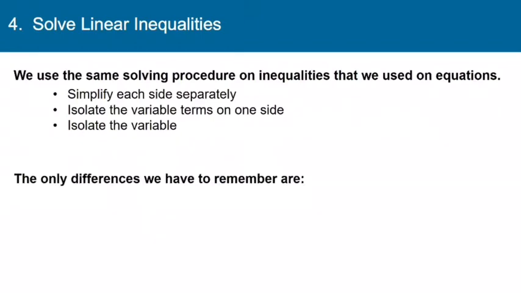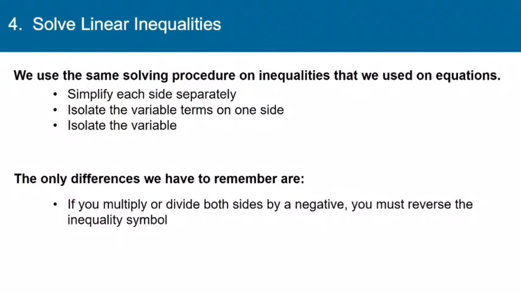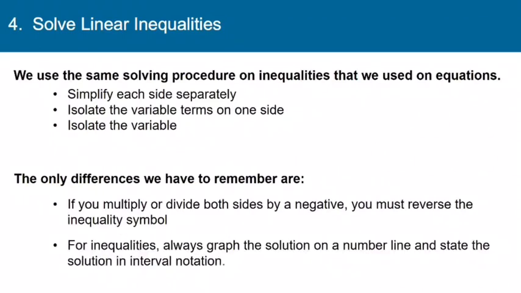When you're solving inequalities, the only differences you have to remember are that if you multiply or divide both sides by a negative number, you must reverse the inequality symbol. And also, for inequalities, we always graph the solution on a number line, and we state the solution in interval notation. So that is something we did not have to do when we solved equations, because the solution to a linear equation is just one number. But with inequalities, the solution is a range of numbers. So we always take these couple of extra steps just to make sure that the answer is especially clear.